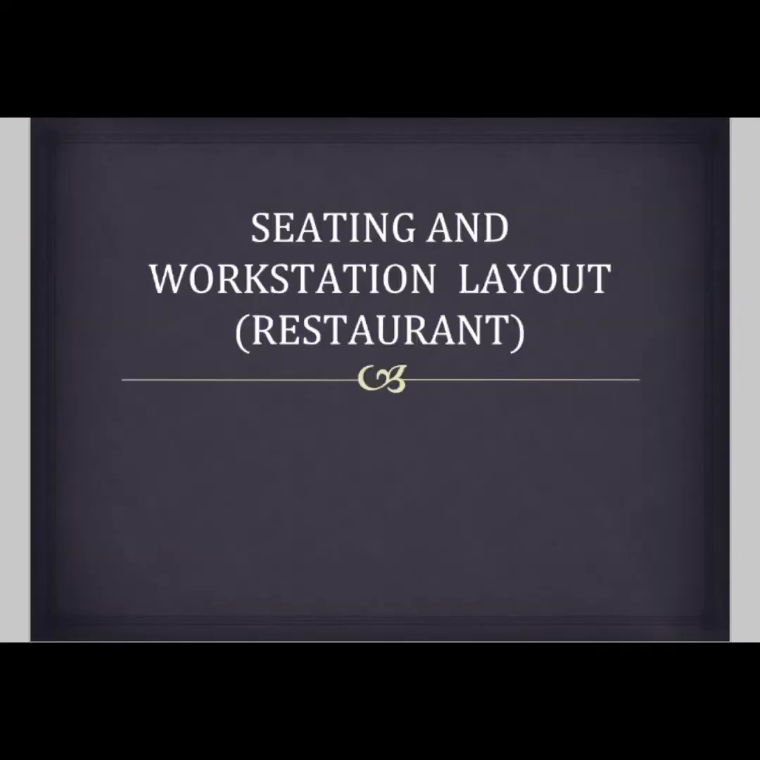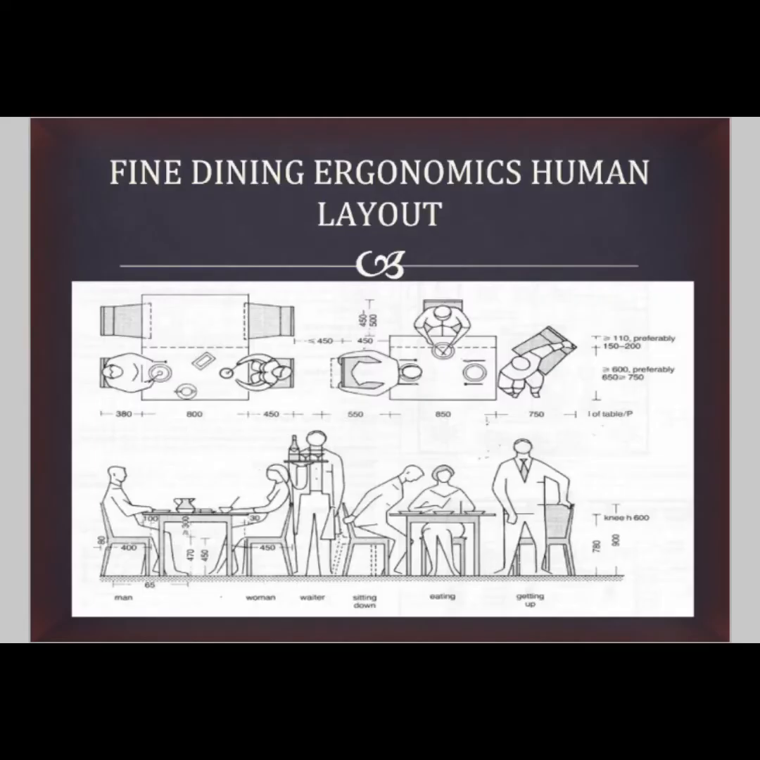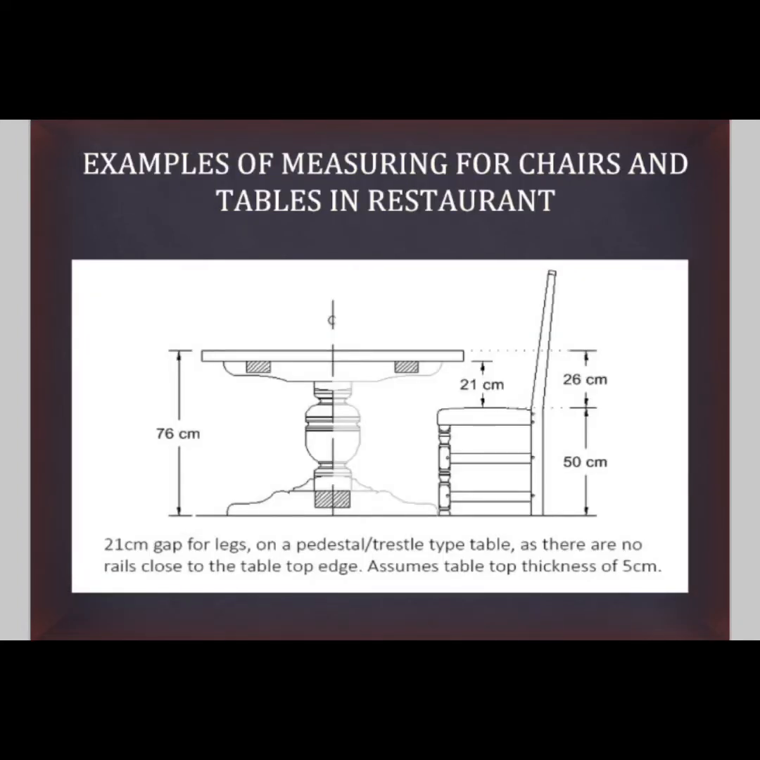Seating and workstation layout in a restaurant: fine dining ergonomics, human layout. This is an example of fine dining ergonomics. Examples of measurements for chairs and tables in a restaurant: a 21 cm gap for legs on a pedestal or trestle type table. As there are no rails close to the tabletop edge, assume a tabletop thickness of 5 cm.